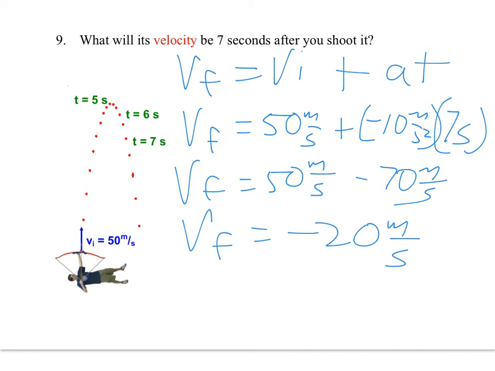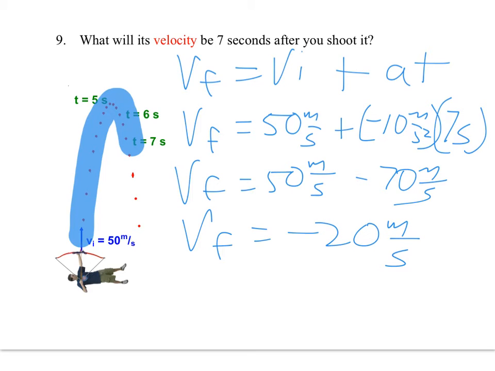If we look at what our answer is telling us, the speed is 20, the velocity is negative 20. The negative is there to tell us that the arrow is moving down again. And just like before, we're tracing out the path. At 5 seconds, we hit the peak. 6 seconds, we're coming down. Now look at where we are here at 7 seconds. We're farther down than we were at 6 seconds.